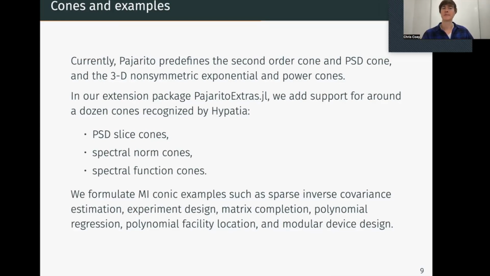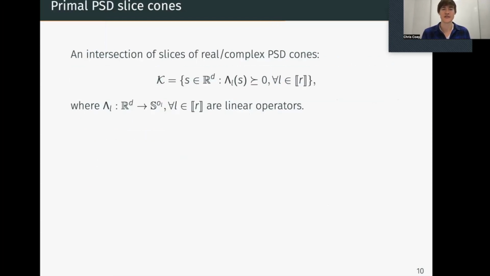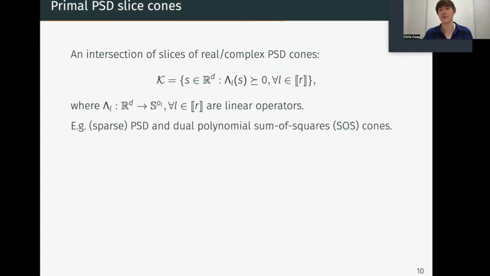So let's look at the example of the PSD slice cones. So we can characterize these cones as follows. Here, lambda sub L is a linear operator from the vectors to the symmetric matrices. And we can see that these lambda sub L's of S are constrained to be positive semi-definite in that definition. So for example, we have the PSD cone itself or sparse PSD cone, or the dual polynomial sum of squares cones.